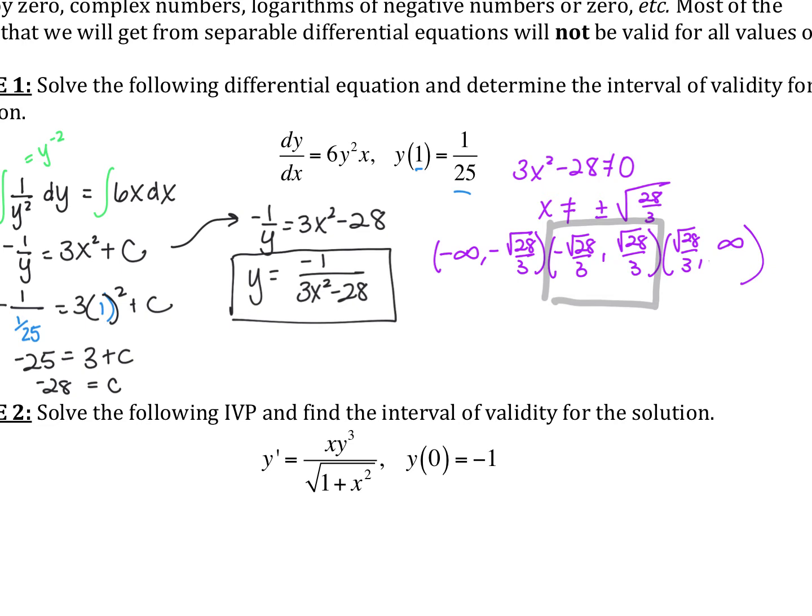And therefore, my interval of validity for this solution is negative root 28 over... Oh, that's supposed to be all over 3. Sorry. Put it over root 3. Yeah, that's a good way to do it. There you go. Therefore, that's my interval of validity for this particular differential equation.